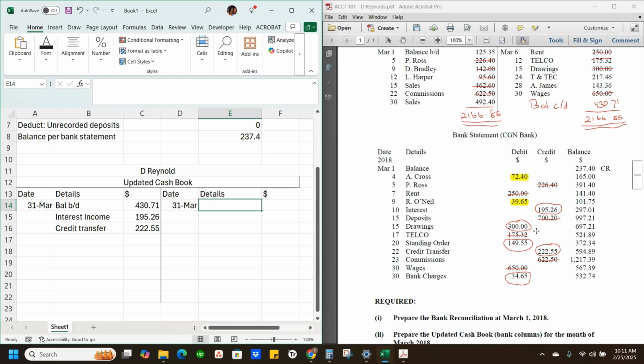First thing we see, drawings, 300. Then we have standing order for $149.55. And finally, those bank charges for $34.65.